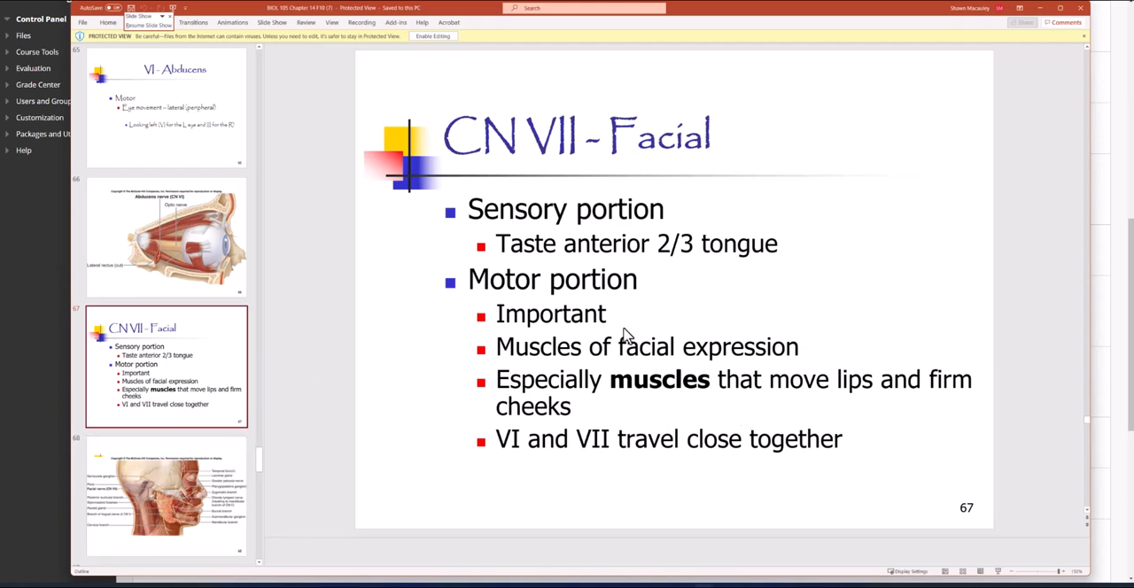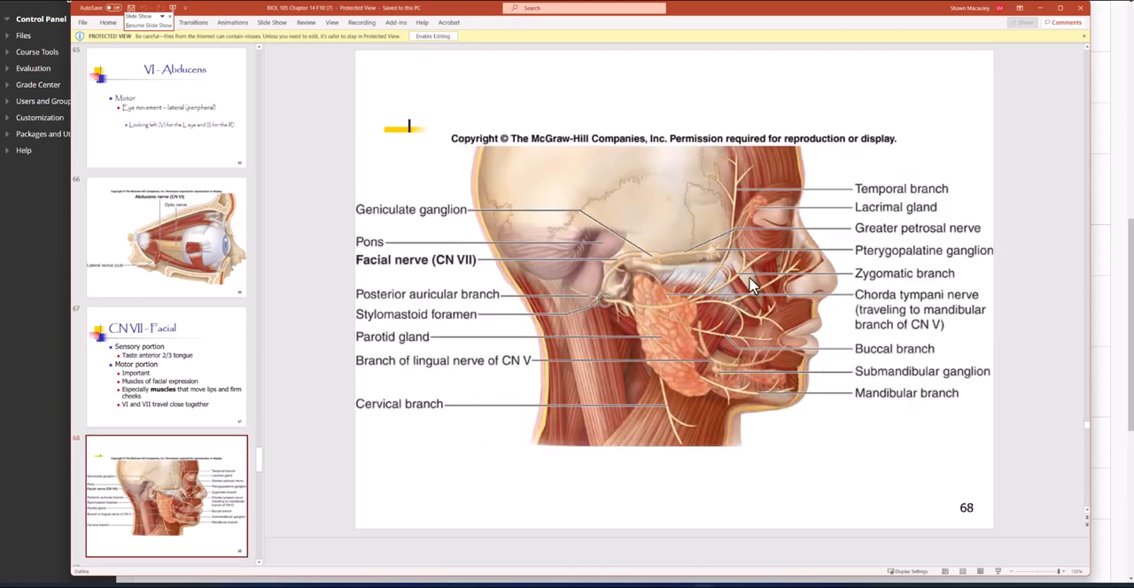So I always remember it makes funny faces, and spit and taste on the front 2/3 of the tongue. You can see that here, right? It is going to all those muscles, right? Your orbicularis oris, orbicularis oculi. It's going up to your frontalis muscle. It's going to all the muscles, your zygomatic muscles that make you smile. All of those muscles are involved.